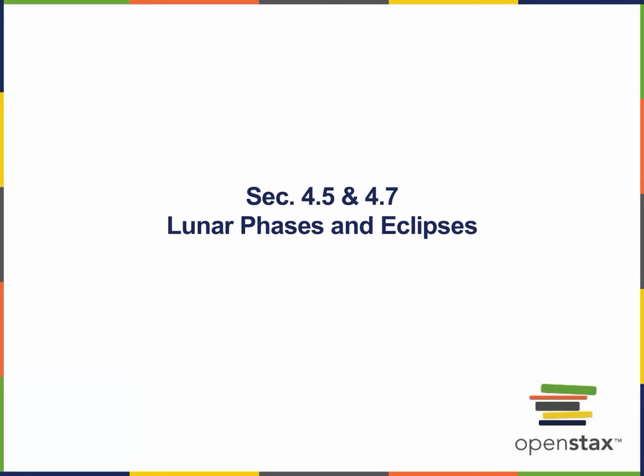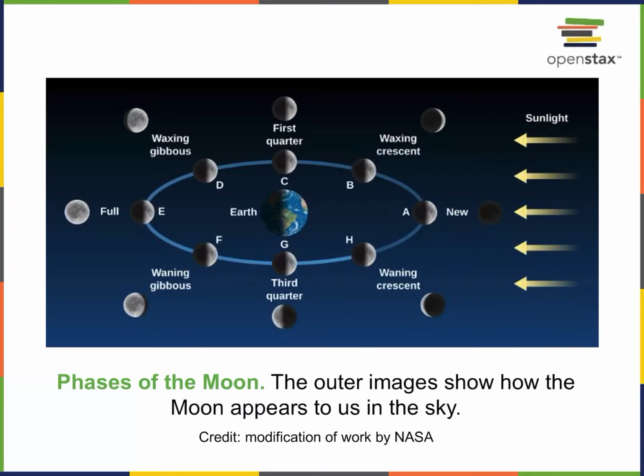In this video, I'll describe lunar phases and lunar and solar eclipses. There's a lot going on in this figure. Let's start with the names of the different phases of the moon. Look at just the outer images of the moon. These show how the moon appears in our sky. Let's start on the right side and move counterclockwise.